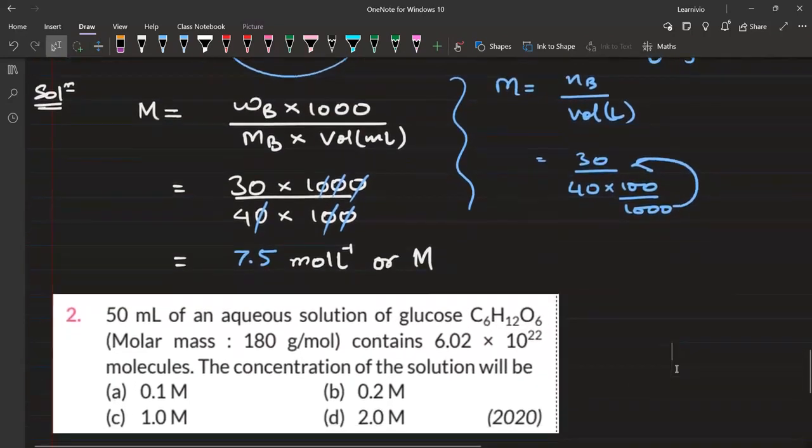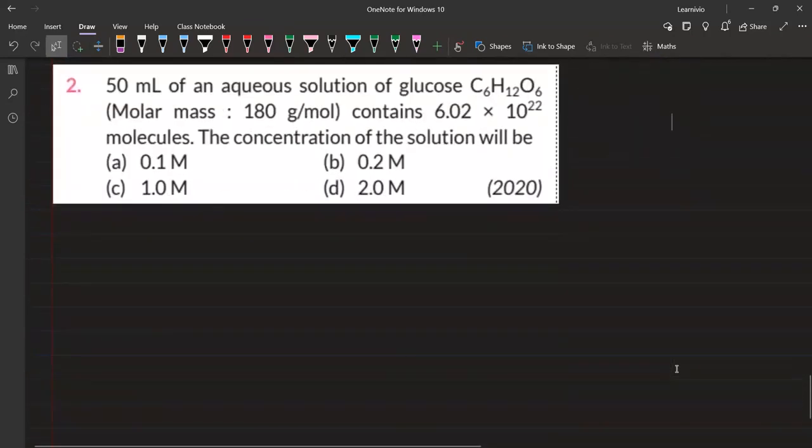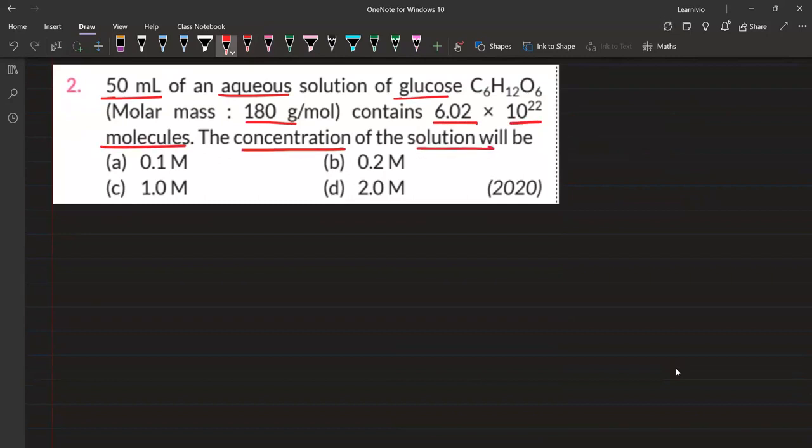Yes, sir. You see this question, guys, all of you. Here they are asking: 50 ml of aqueous solution of glucose, the molar mass has been given, contains 6.02 into 10 to the power 22 molecules. The concentration of the solution will be. Now, here they have given a lot of information, but all of these are not useful. They're asking the concentration in molarity.